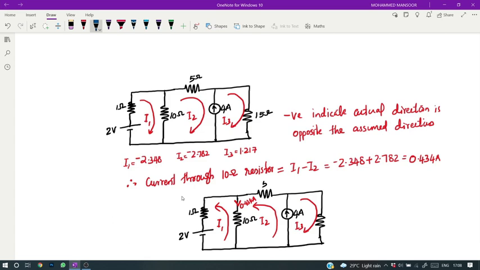Here we can see that for I1 and I2 there is a minus sign, a negative sign. What is the indication of the negative sign? The negative sign indicates that the actual direction of current is opposite to the assumed direction. So actually the current direction is not in this manner, it is opposite to that one as shown here.